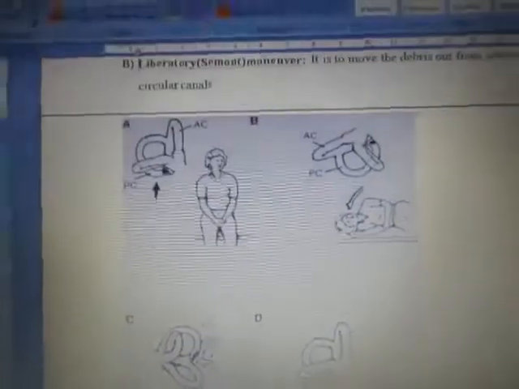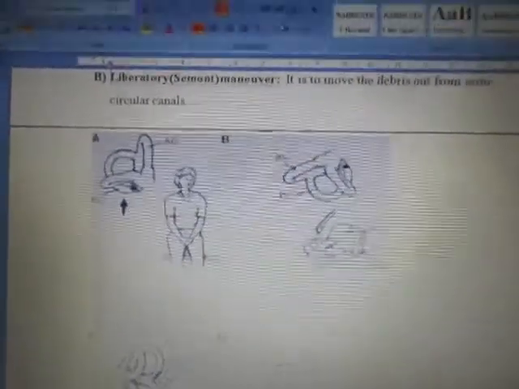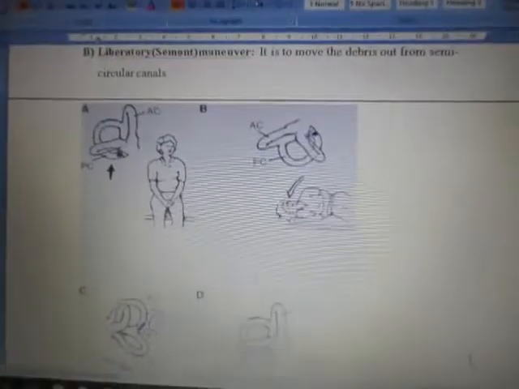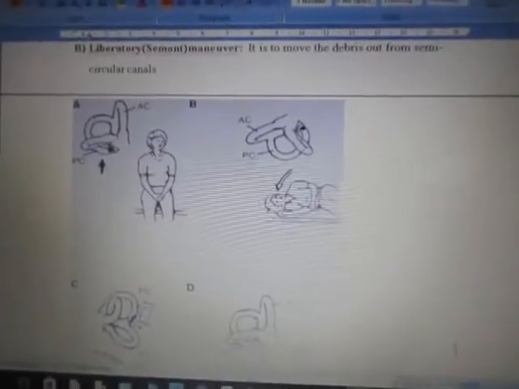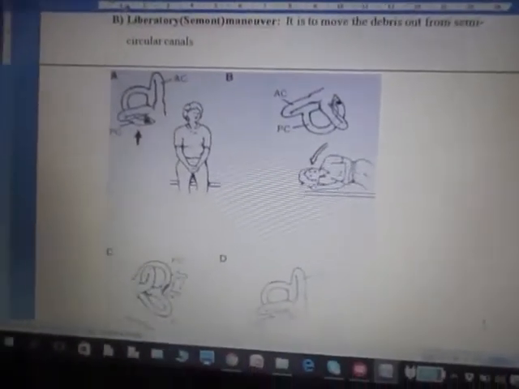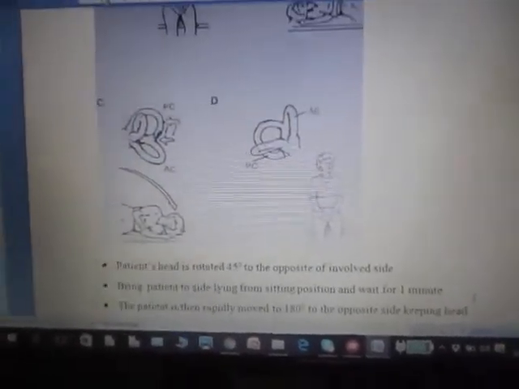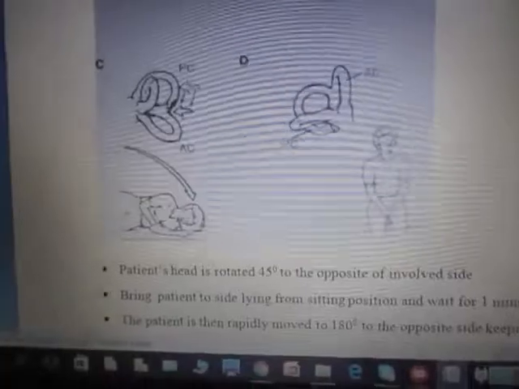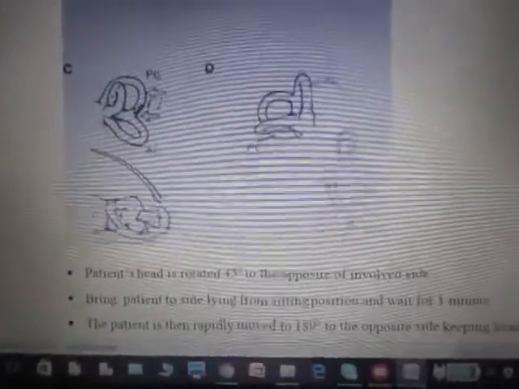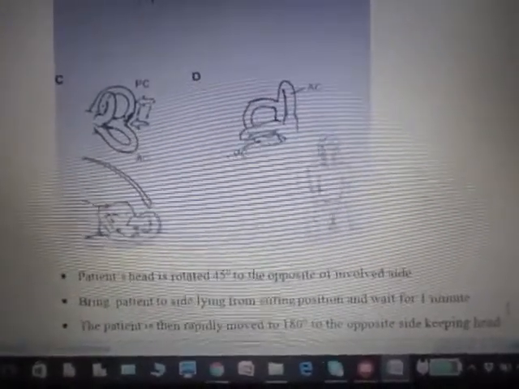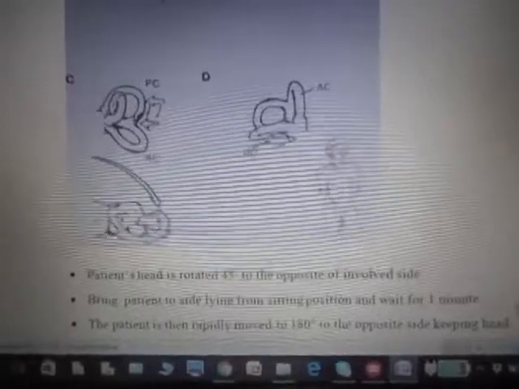The Epley or Semont maneuver moves the debris out of the semicircular canals. Here is the description of the liberatory Semont maneuver. The patient's head is rotated 45 degrees to the opposite of the involved side.